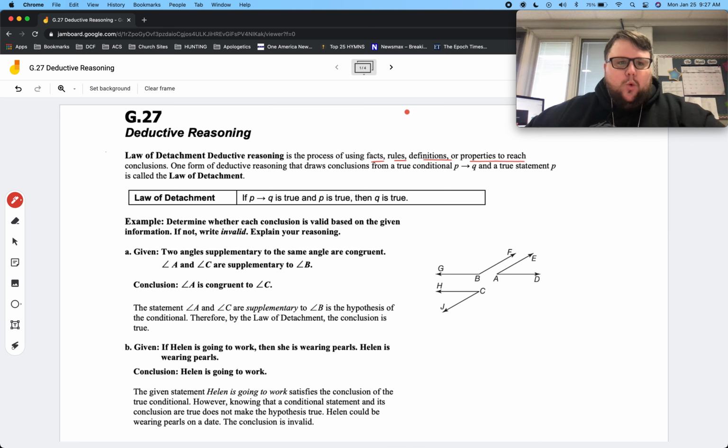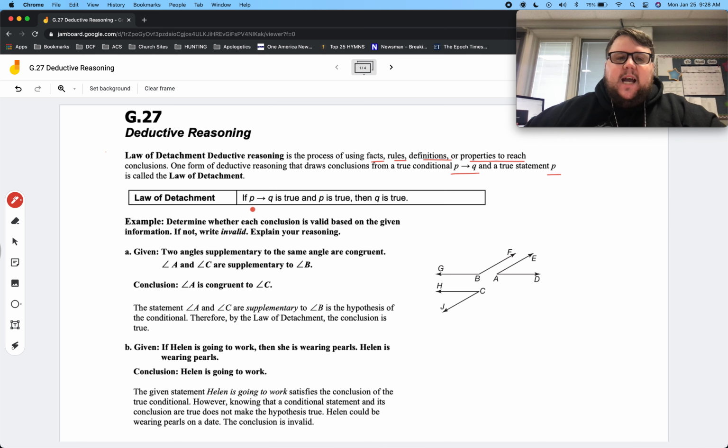Remember that. So one form of deductive reasoning that draws conclusions from a true conditional, P implies Q. Remember, we talked about that. P arrow Q means P implies Q. A lot of times we say if P, then Q. And a true statement P is called the law of detachment. So I'm going to read this one more time. One form of deductive reasoning that draws conclusions from a true conditional, P implies Q, and a true statement P is called the law of detachment.